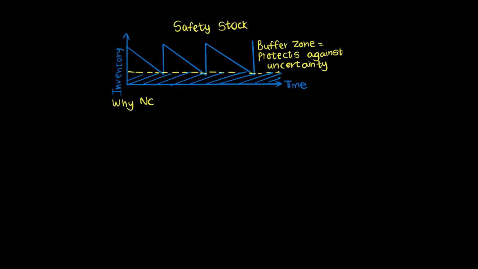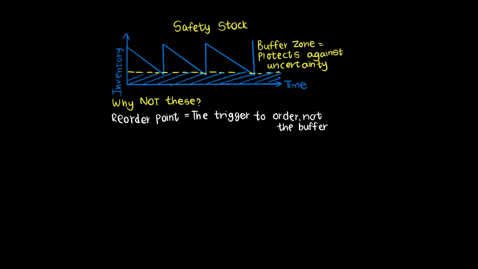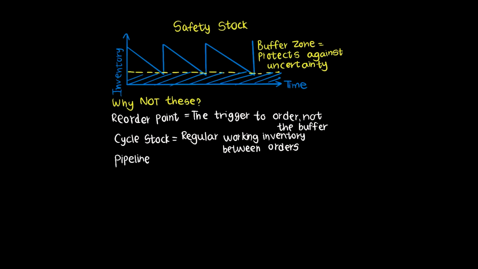The reorder point is the inventory level that triggers a new order. Safety stock may be built into the reorder point calculation, but the reorder point is the trigger, not the buffer itself. Cycle stock is the inventory that gets consumed between regular replenishment orders during normal operations. It is your working inventory, not your emergency cushion. Pipeline inventory is goods currently in transit between locations. Those drill bits sitting on a cargo ship are pipeline inventory, not the extra stock kept at the warehouse as protection.